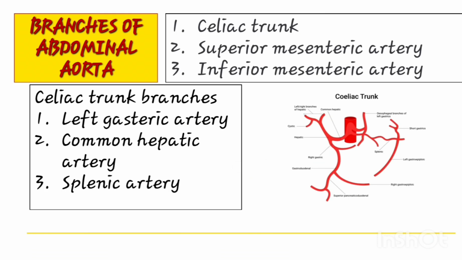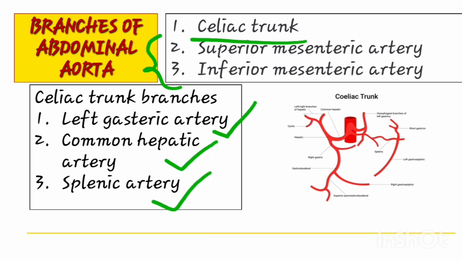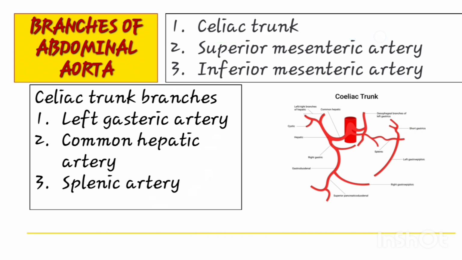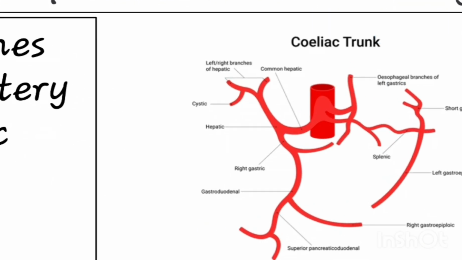Coming to the branches of the abdominal aorta, there are mainly three branches: celiac trunk, superior mesenteric artery, and inferior mesenteric artery. First we are going to see the celiac trunk, which has three branches: left gastric artery, common hepatic artery, and splenic artery. Here you can see the branches: this is the celiac trunk, left gastric artery, splenic artery, and common hepatic artery.